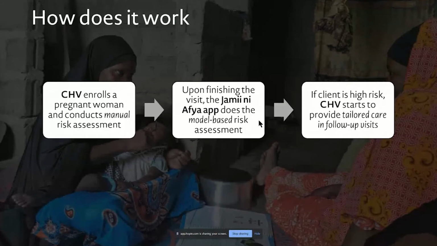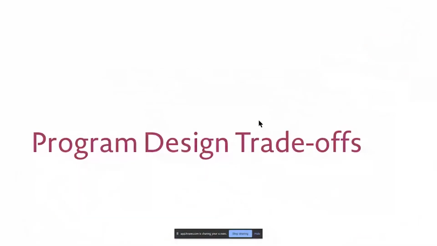It doesn't actually communicate the outcome of the risk assessment to the CHV. This was a design decision. We could do it, but we chose to not do it. And then based on this risk assessment, the model-based risk assessment and the manual risk assessment, the CHV then starts to provide tailored care in follow-up visits. So that's what we are doing.